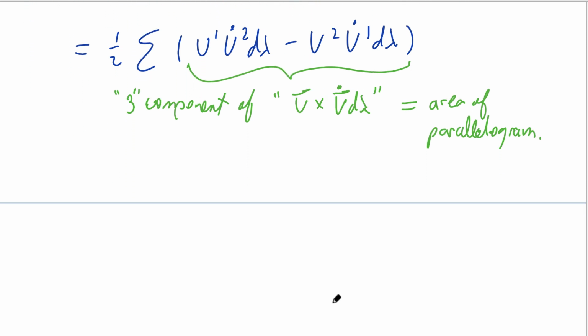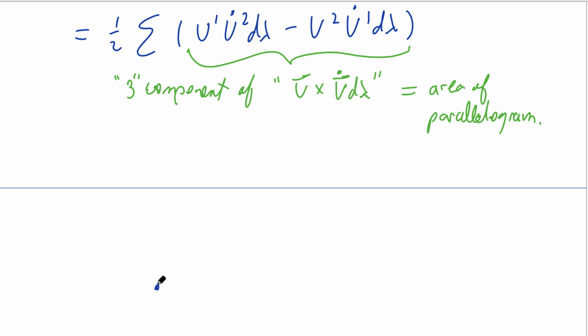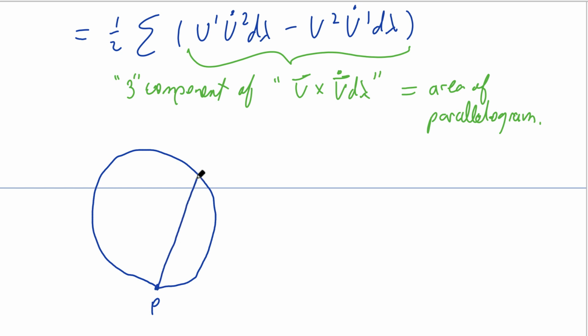Let's return to the picture of the loop. So this is the base point P, and here's the loop. This is the vector V that connects the base point with the point with parameter value lambda on the loop, and I'll call this now V with a little arrow symbol over it. And this vector connects to the point lambda plus d lambda on the loop. And you'll remember this is the vector v dot times d lambda.